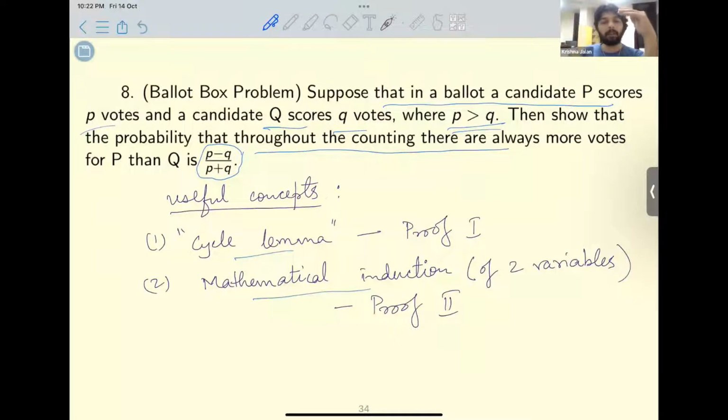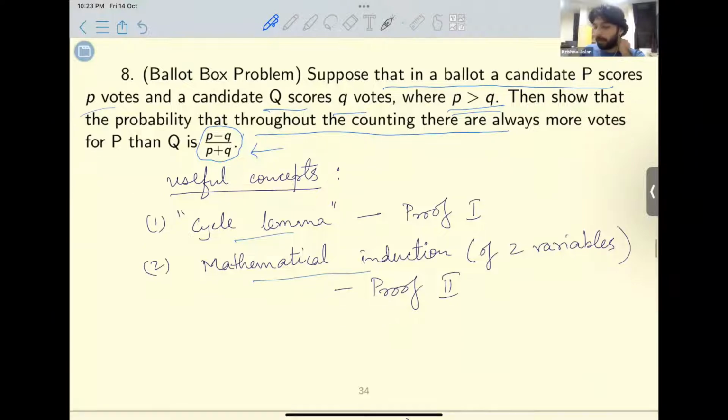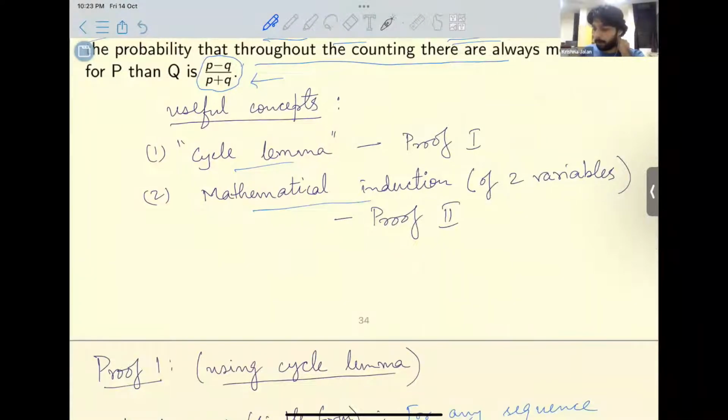What this means is that there were P minus Q favorable outcomes with respect to P plus Q possibilities. There could be more, but basically this is what it means. I'll explain what it is. This can be done in many ways. I will show you two proofs here.